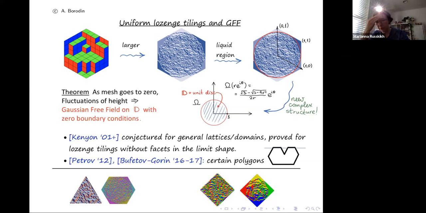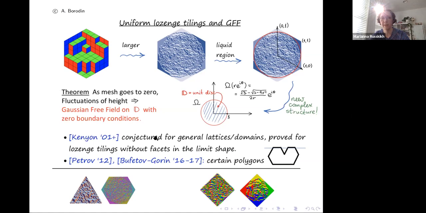And there is a prediction that the fluctuations of the height function should converge to the Gaussian free field in some metric, which is non-trivial. This metric can be constructed from this limit shape, from this limit surface, in some non-trivial way. However, this is a general prediction, and it is proven only for certain types of polygons.